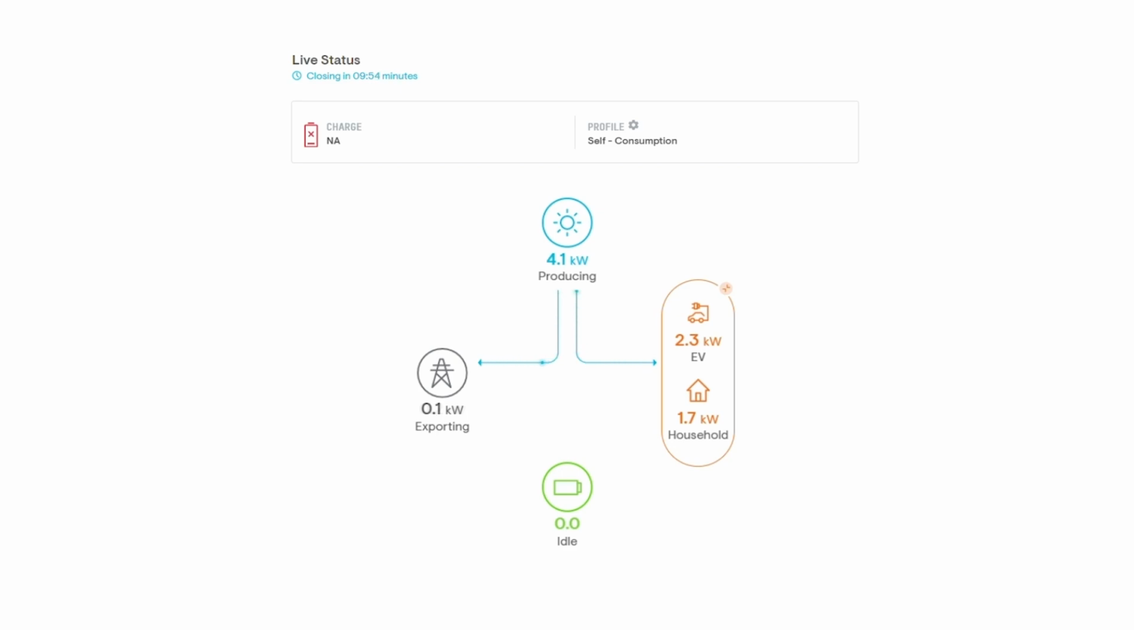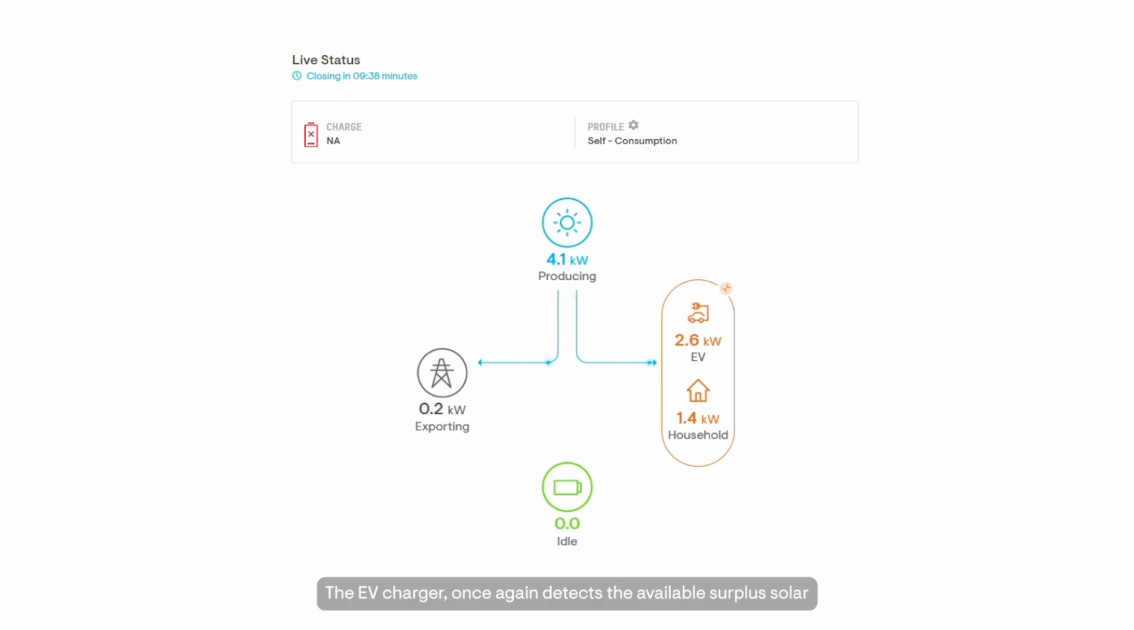Now, the household consumption reduces further to 1.4 kilowatts, causing an export of 0.4 kilowatts. The EV charger once again detects the available surplus solar and increases its charging power to 2.6 kilowatts, ensuring maximum utilization of the produced solar power.